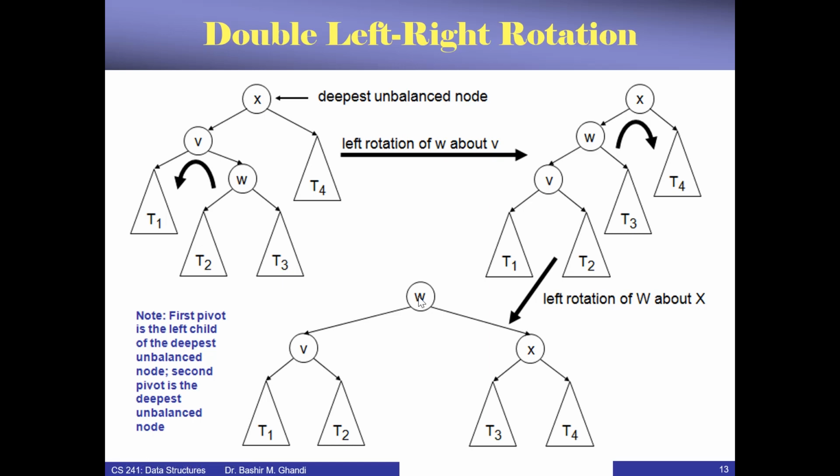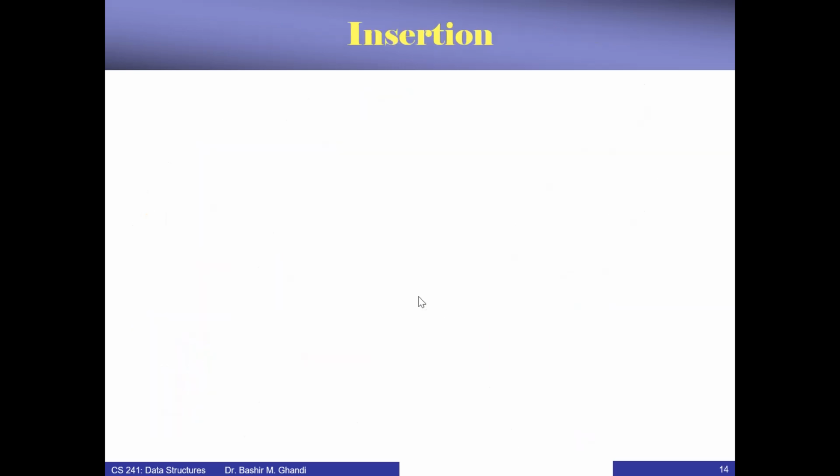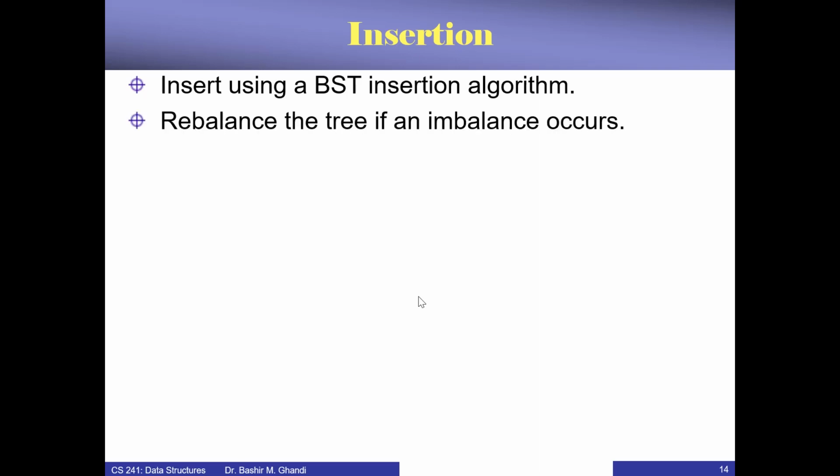We need them in the process of both insertion and deletion. So these are the four cases. Before we look at the cases, let's talk about the insertion now in an AVL tree. The algorithm says insert using the same procedure as the BST insertion algorithm. In other words, you start from the root, keep going left or right until you find an empty slot, then you insert.